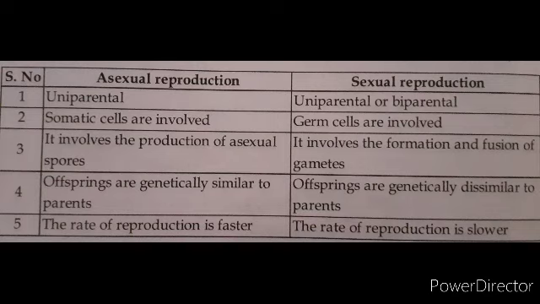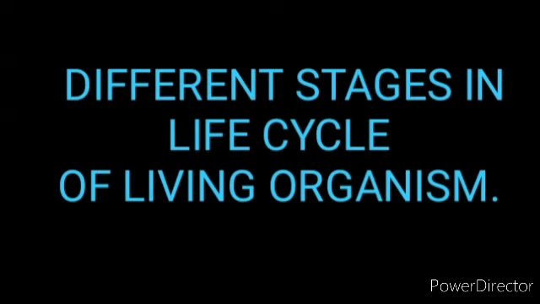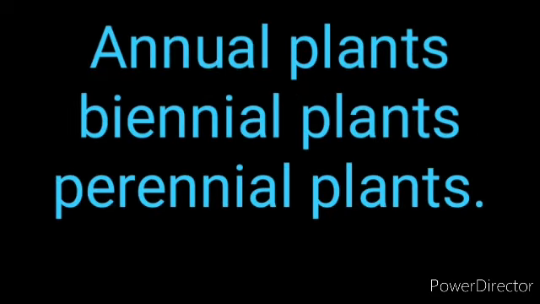Now next we will discuss the different stages in the life cycle of living organisms. Life cycle of living organisms. Now there are three types of plants: annual plants, biennial plants and perennial plants.